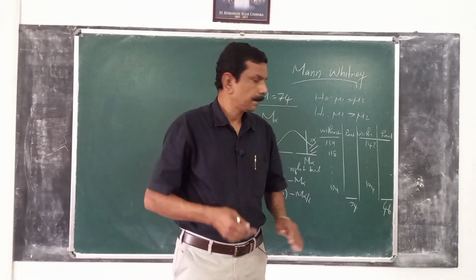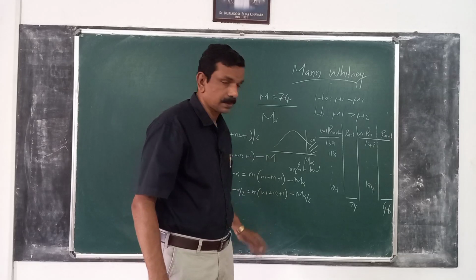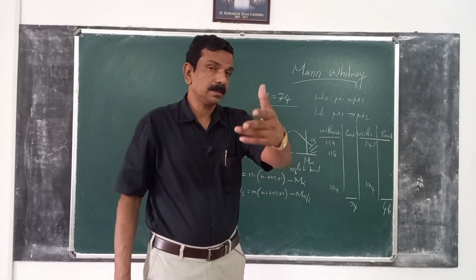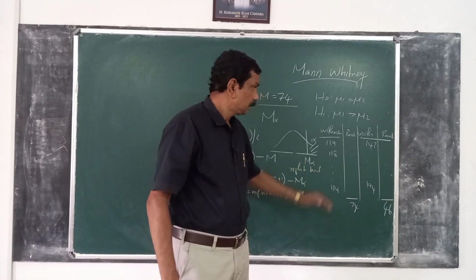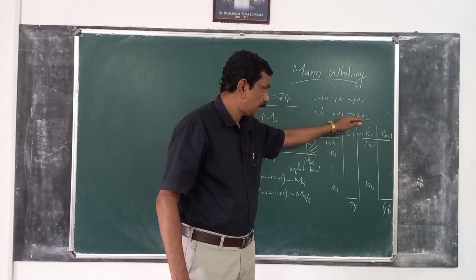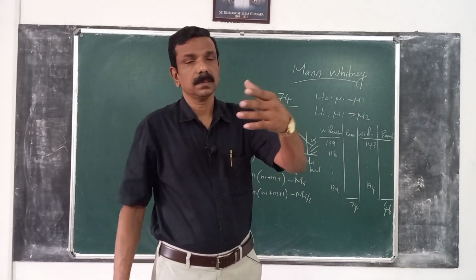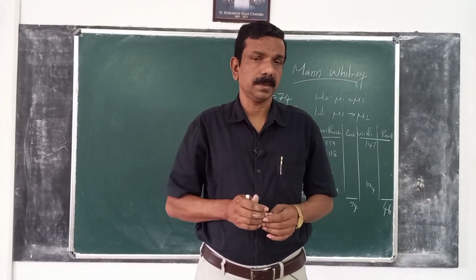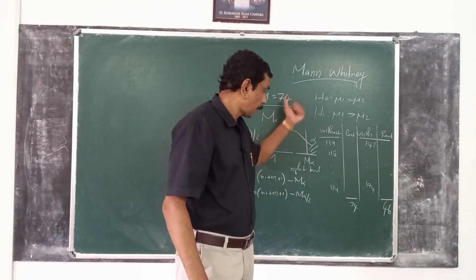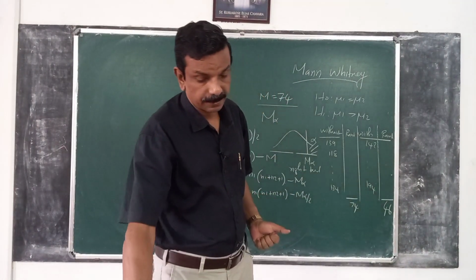So, if you are using the tables, you need to calculate all this. If you are using software, there is no need for calculating all this. You just give H0 and H1. The computer will give you the critical values, the p values and everything. This is only for the purpose of demonstration.